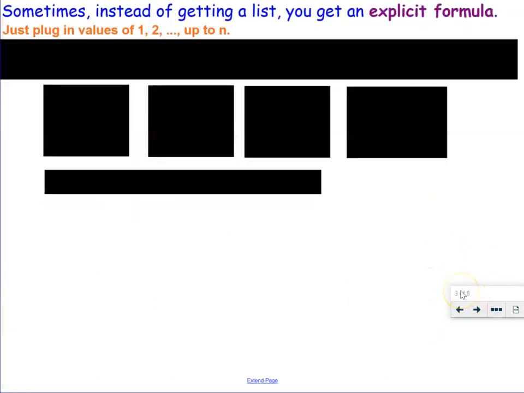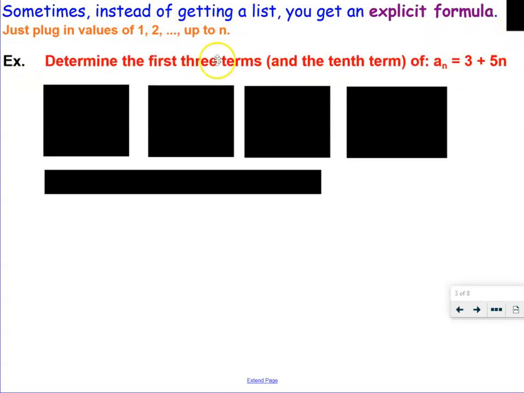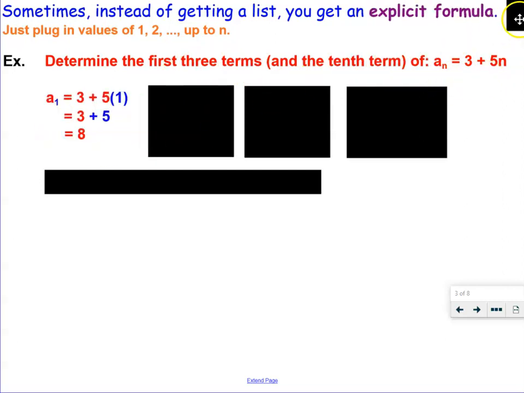Now sometimes instead of getting a list, you get an explicit formula. If you get that formula, just plug in values of 1, 2, all the way up to n. All right, so here's an example. Determine the first 3 terms and the 10th term of a sub n equals 3 plus 5n. I'm going to plug in n is 1. So where n is, I put a 1 there and a 1 there. So that's going to be a sub 1 is 3 plus 5 times 1. 5 times 1 is 5. 3 plus 5 is 8.